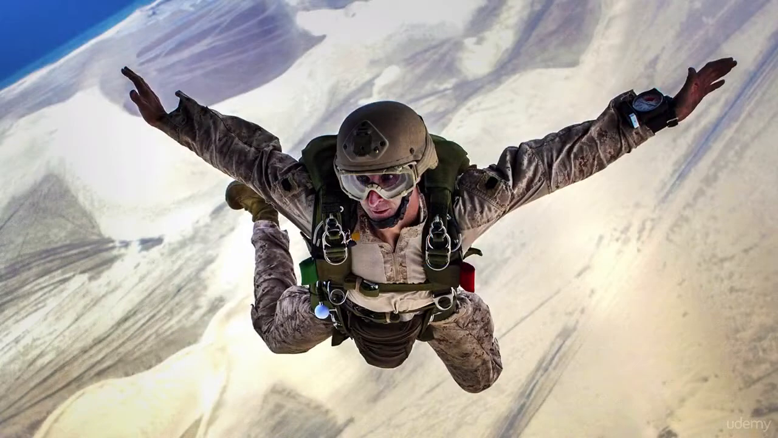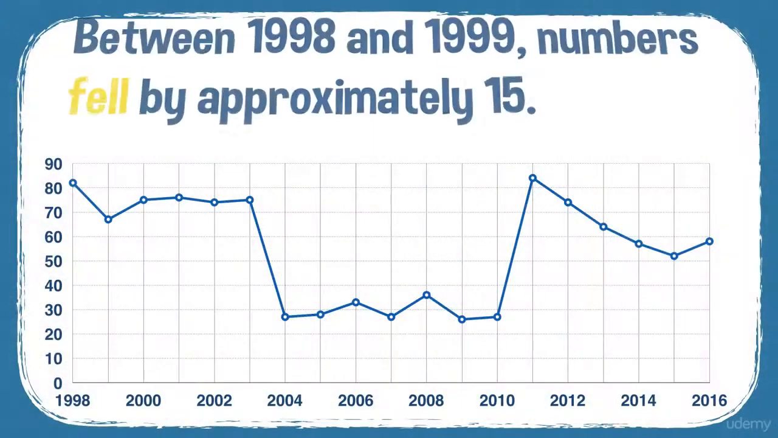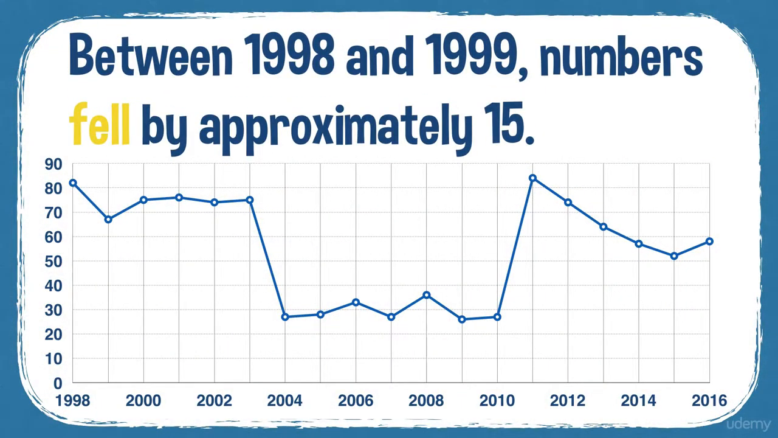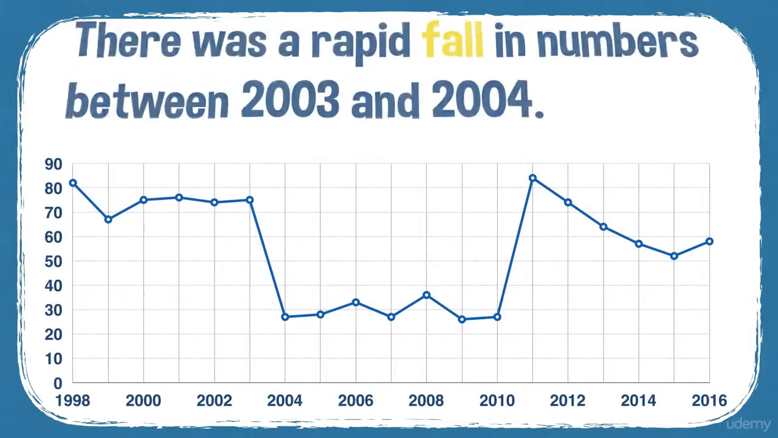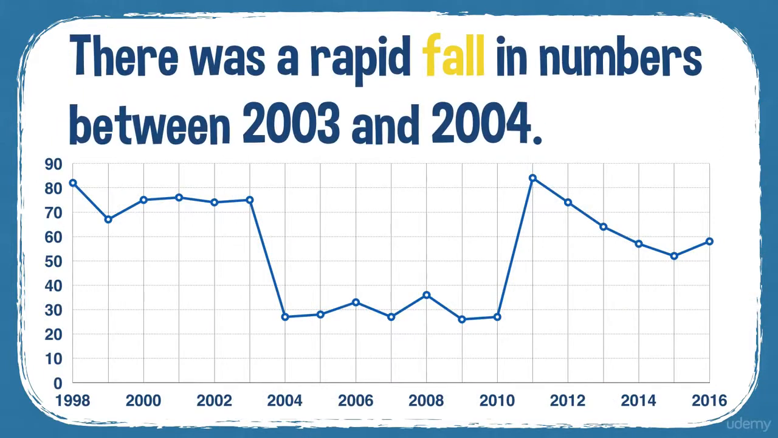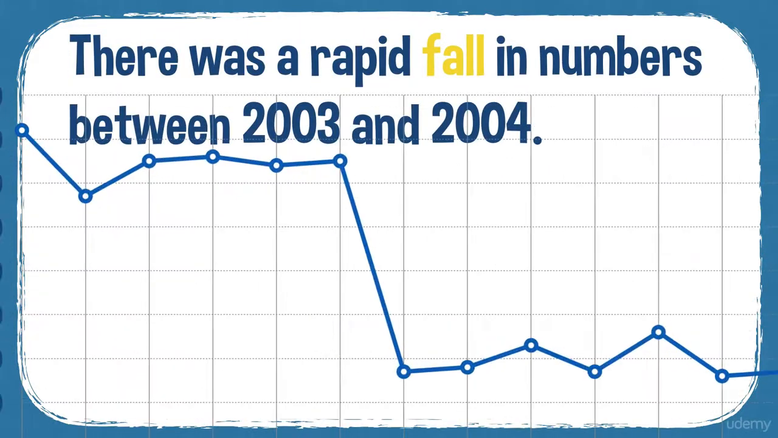Here's a man falling down without a parachute, going down. It's quite a neutral word actually, so we can often use it with an adverb, but here we haven't. So between 1998 and 1999, numbers fell by approximately 15. And another example, there was a rapid fall in numbers between 2003 and 2004. So there we've used an adjective with the word fall.